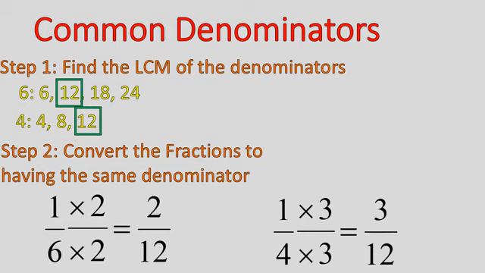So now I've converted both of the fractions. 1/6 is equal to 2 over 12. 1/4 is equal to 3 over 12. That's how you convert fractions to having the same denominator.